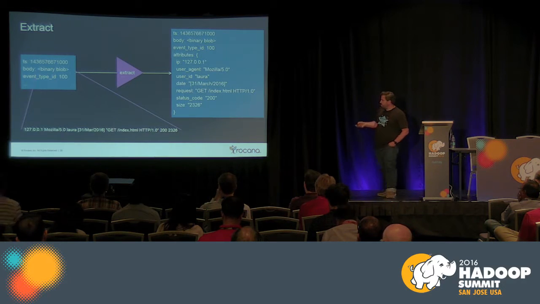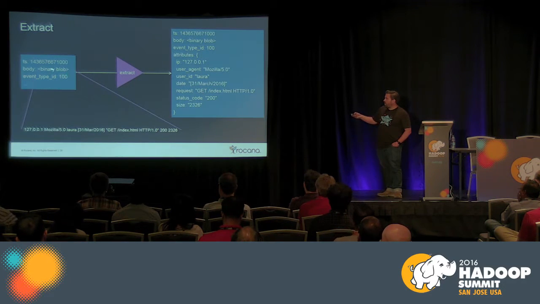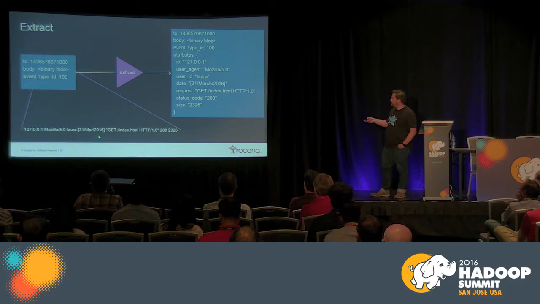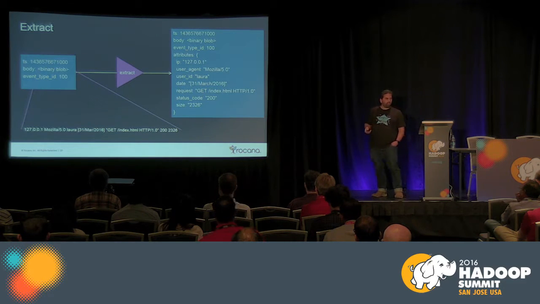Extraction: this is where you've got data coming in as a binary blob. That binary blob is actually a string, which has the typical Apache log standard or the common log format. But you want to be able to represent that in a more structured manner. So you're going to extract fields from this body and turn it into attributes in some kind of event schema.